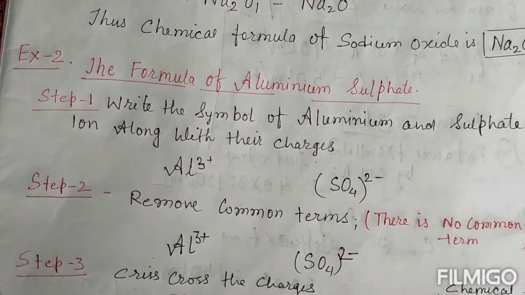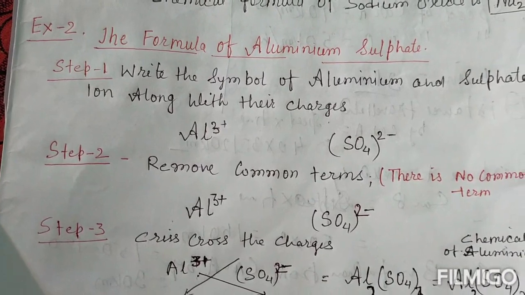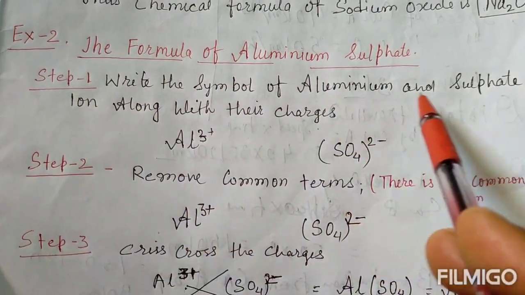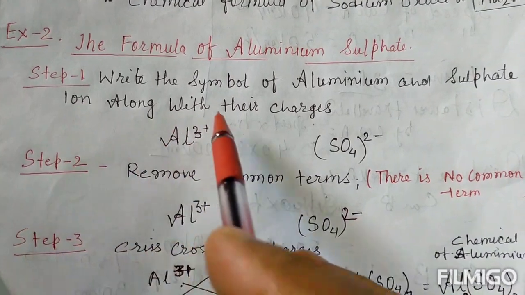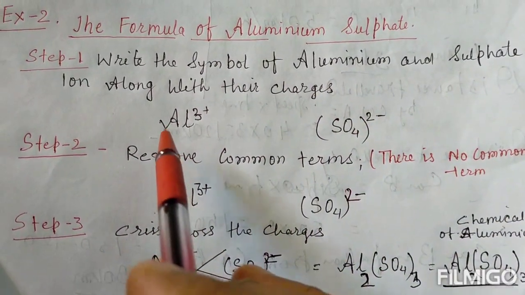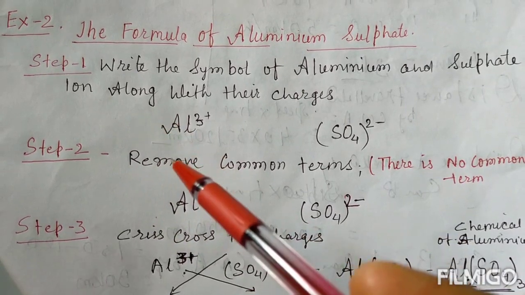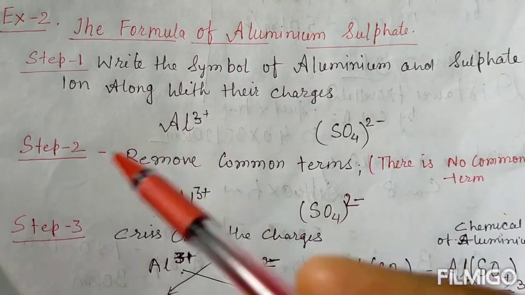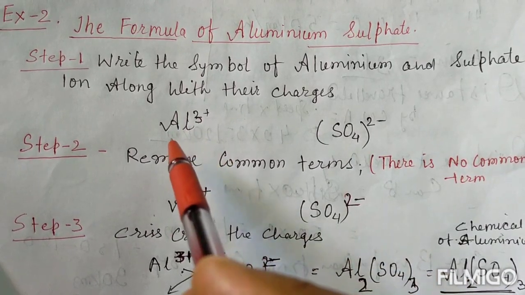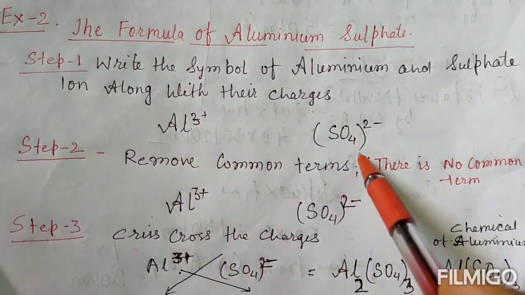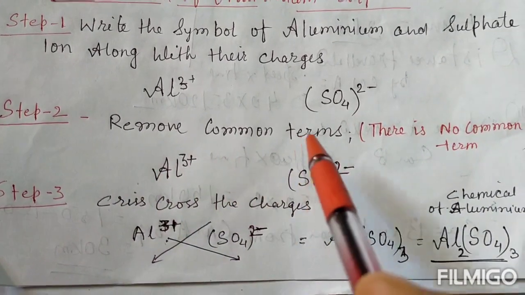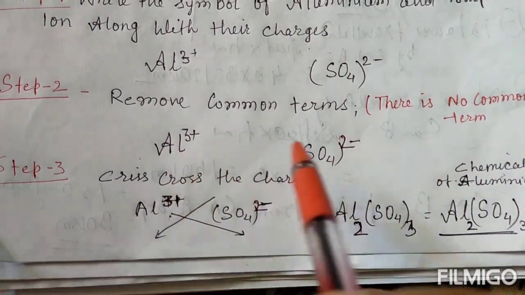Next example, the formula of aluminium sulfate. Following the steps, write the symbols of aluminium and sulfate ions along with their charges. You have already learned the charges of ions in the previous table. So Al3 plus, SO4 2 minus. Second step, remove common terms if any. There is no common term.